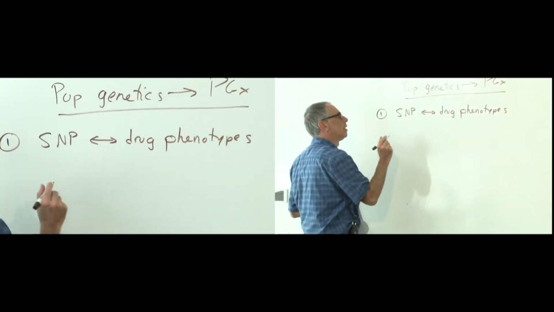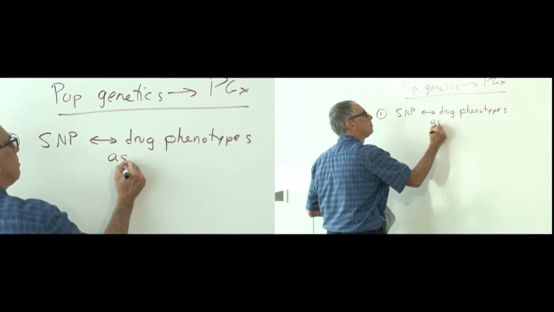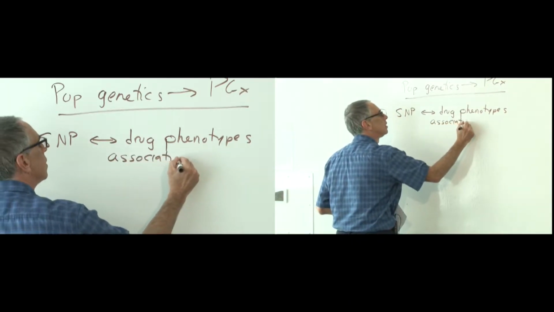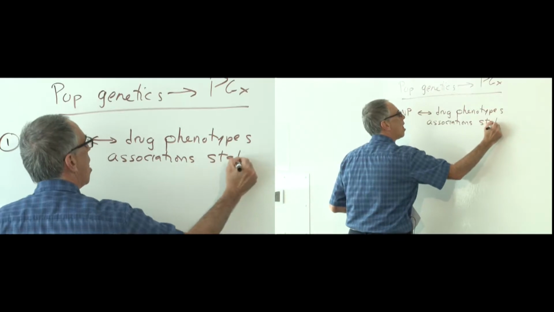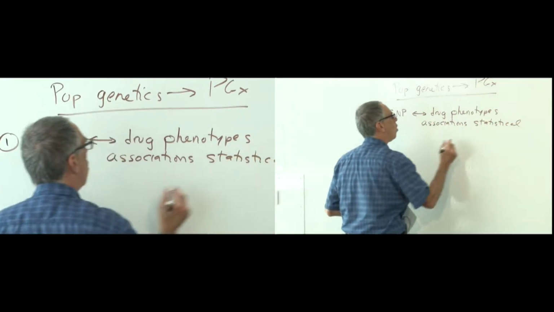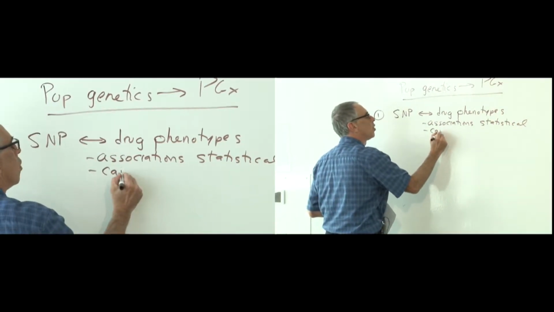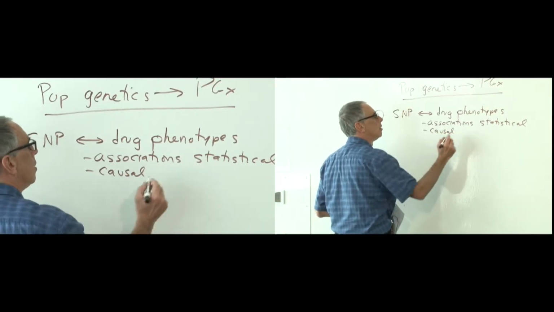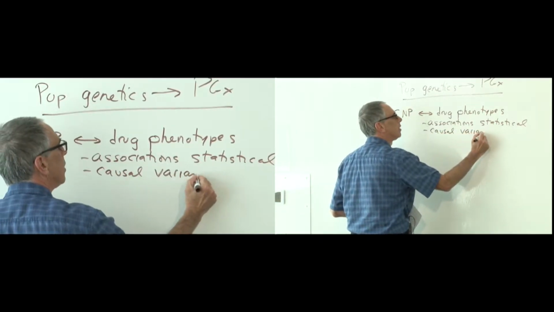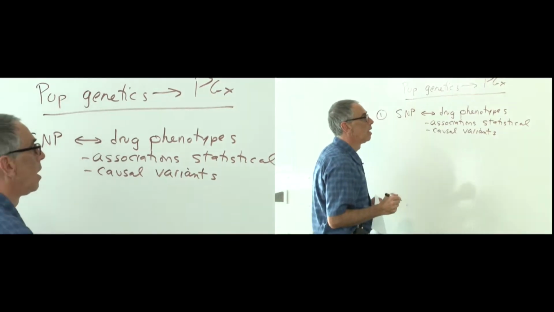we have to be very clear whether they are simply associations that are statistical, or are they the causal variants. We've talked about this a little previously.